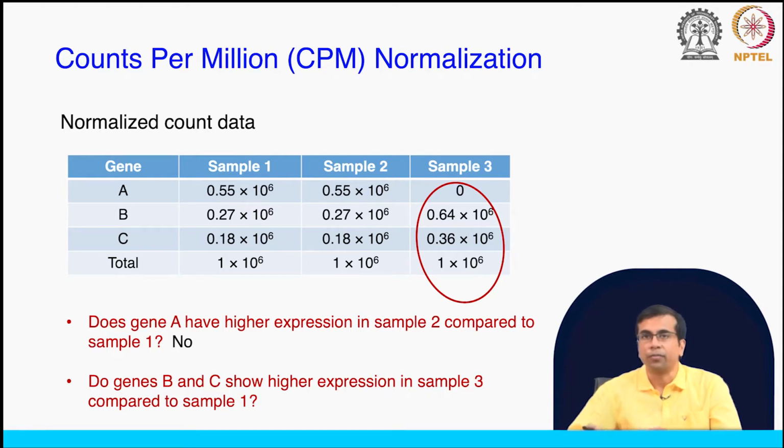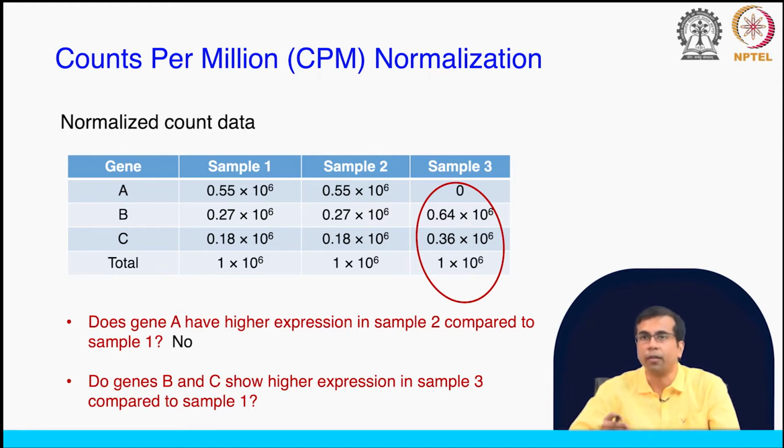So now what will appear is that gene B and gene C are showing higher expression in sample 3 compared to, for example, sample 1. So this is the RNA composition bias. The read count for gene B and gene C are affected because the expression of gene A has changed. So what you probably can now guess is that the read count for a single gene is not just dependent on its expression, but is dependent on the expression of the whole transcriptome. So that's how the whole thing works.